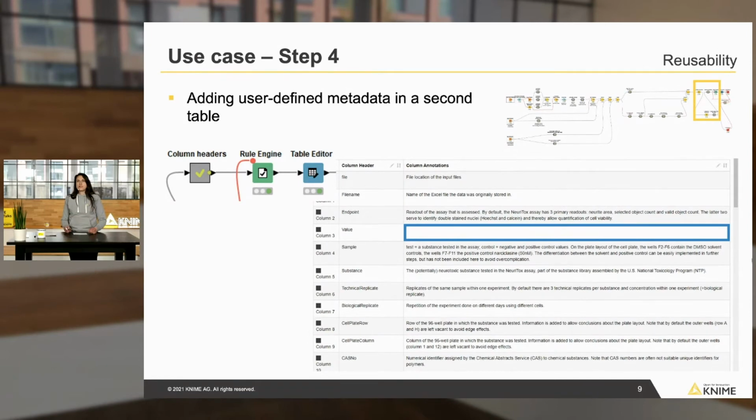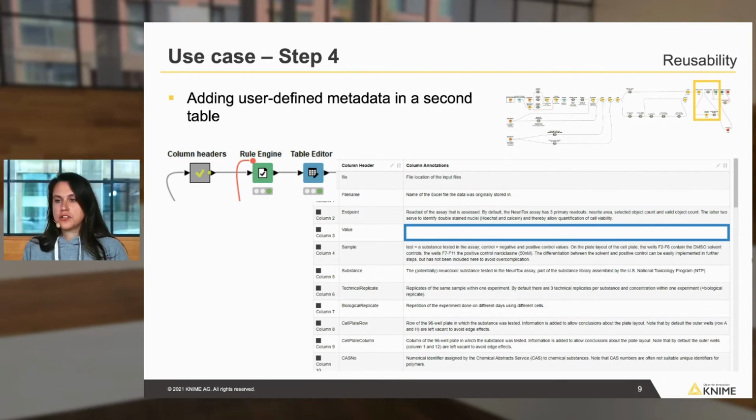Then with the fourth step, I was targeting the principle of reusability. And I did that by introducing a second data table. And I did that using the interactive table editor. So the user would get the possibility to describe the data that is in each of the columns, and just make sure that anyone who gets a hand on this data really understands it, give more information, also link it to publications or protocols and things like this.